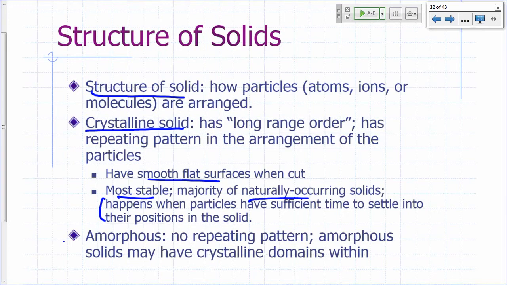Now, another type of structure where there's no repeating pattern is called amorphous. This is usually what you get if the particles don't get enough time to settle into the most stable position. So there's no repeating pattern. Although within an amorphous solid, you might have regions that you might consider crystalline. So you can have crystalline domains within an amorphous solid.